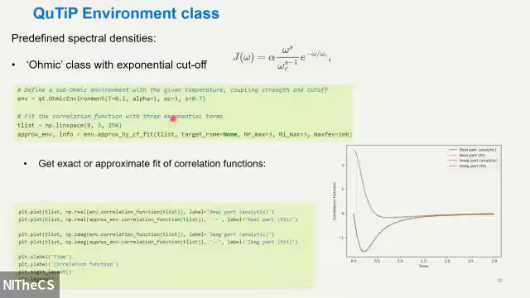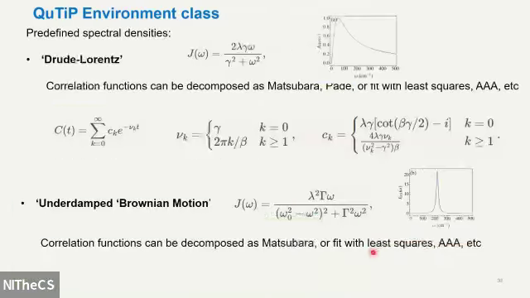These are all built into QuTiP, and we can just call this function, define these parameters, and it'll automatically calculate things like correlation functions. So it's all internally consistent. We have this ohmic one, we have this Drude-Lorentz, which is an overdamped oscillator model, and we have this underdamped Brownian motion spectral density, which is a bit similar to the Lorentzian we saw earlier in the week. It looks like this.